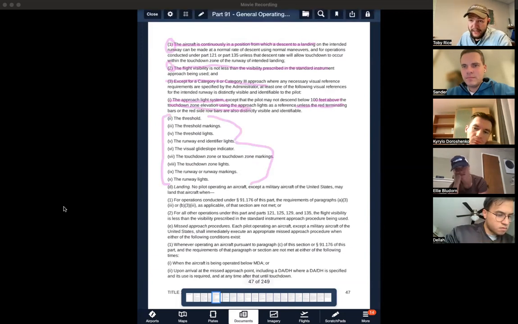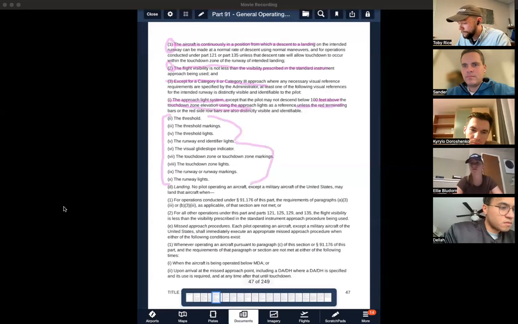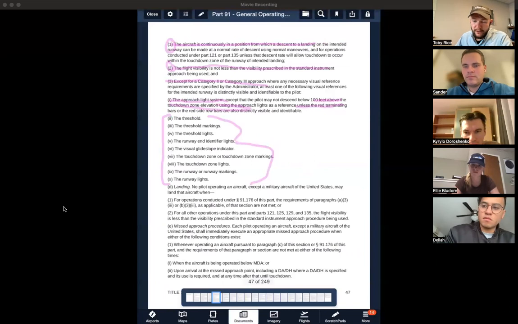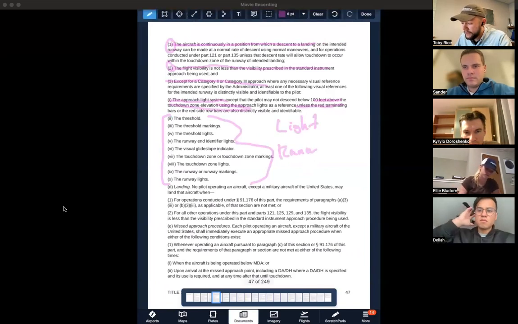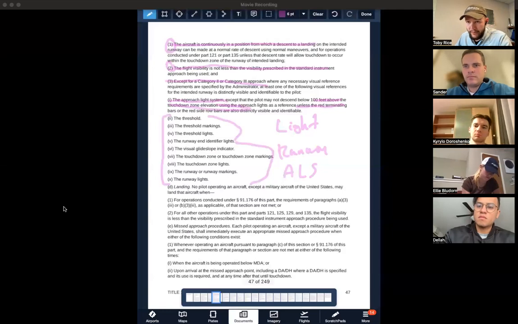If you can't see these things, then you have to execute the missed approach procedure at the decision altitude or at the missed approach point. So this is 91.175. These are things that you will have to know for a check ride and just in the real world. I have been asked on a check ride, what do you have to see? But I never list the 11 things. I just say, basically, you need to see lights, you've got to see the runway environment is what I say. And I say, if you see the approach light system, you can go down to 100 feet above the end of the runway.